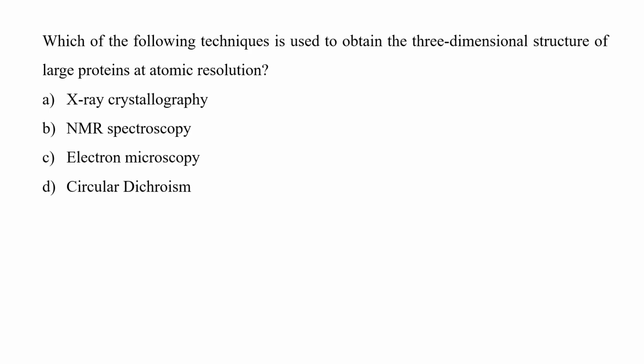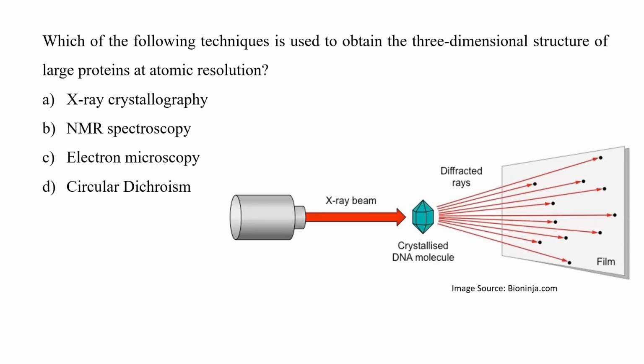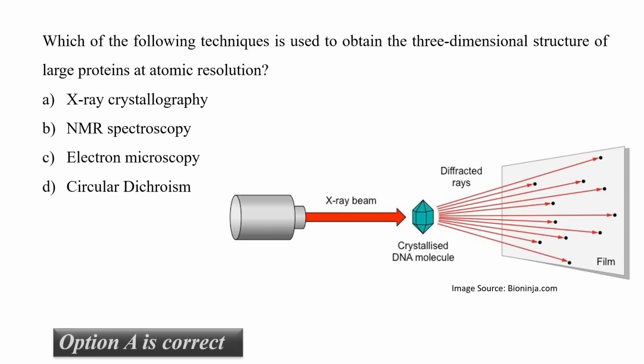The underlying principle of X-ray crystallography is that the crystalline atoms cause a beam of X-rays to diffract into many specific directions. By measuring the angle and intensity of these diffraction patterns, a crystallographer can produce a 3D model of the electron density map within a crystal, which can later be used to determine the 3D structure of a protein. So option A is the correct answer.